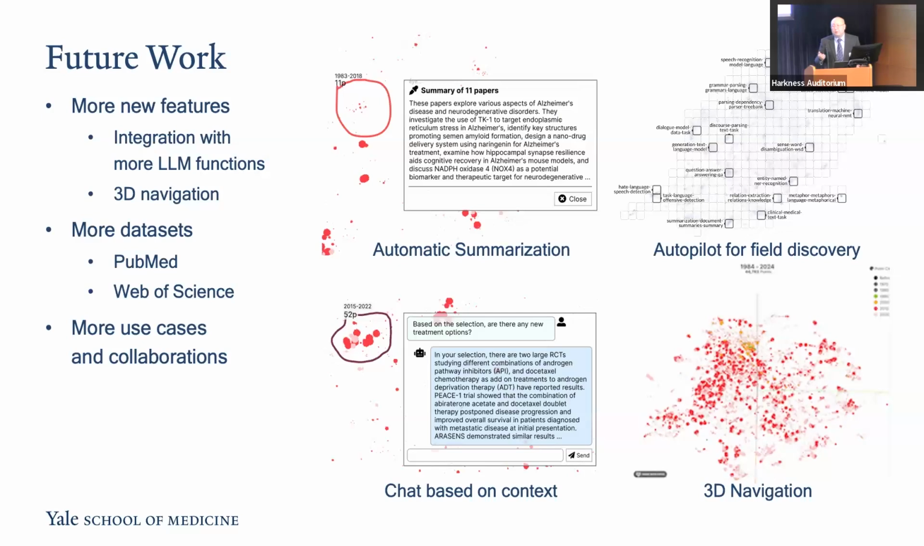We also want to improve the navigation. We can support 3D navigation in this area, so we can have a better understanding of how it looks. And of course, we want to test our method on larger datasets like the whole PubMed or maybe Web of Science, which will be much larger. We are happy to have more collaborations with other teams on specific domains.